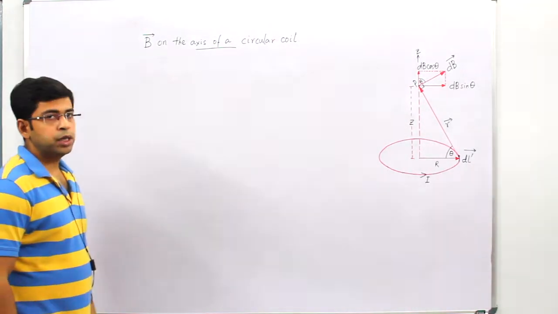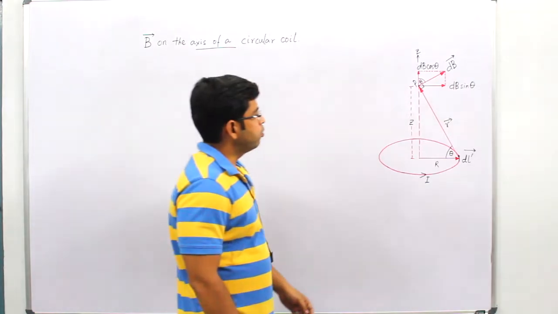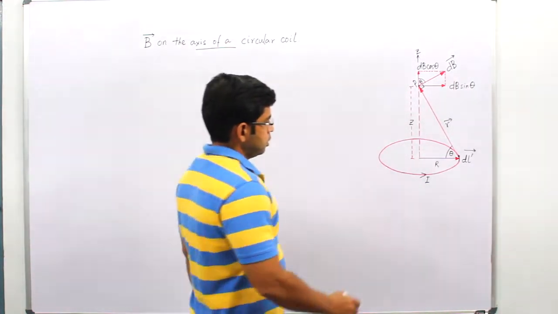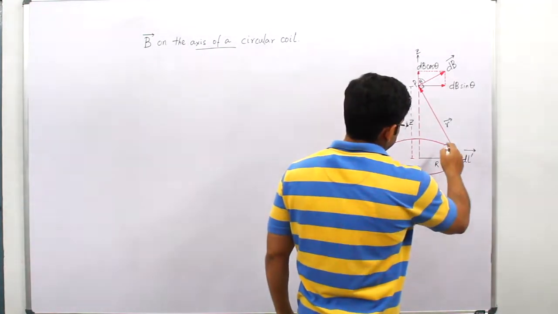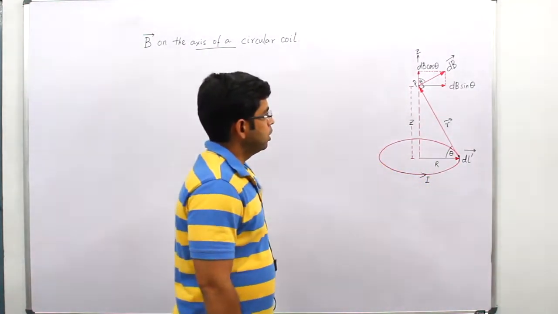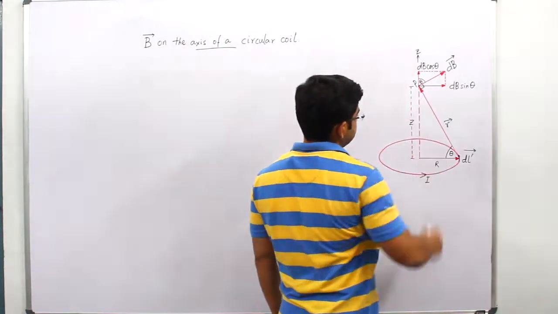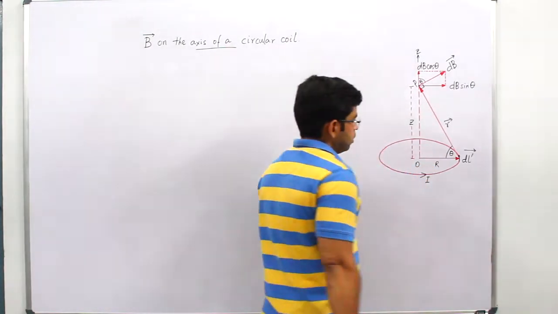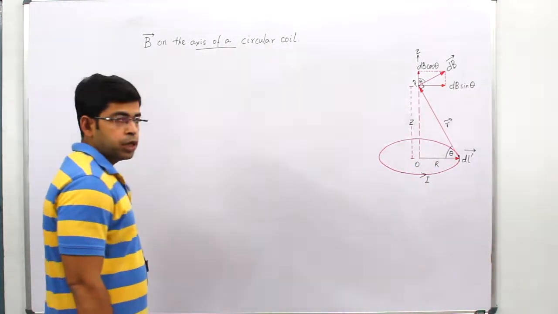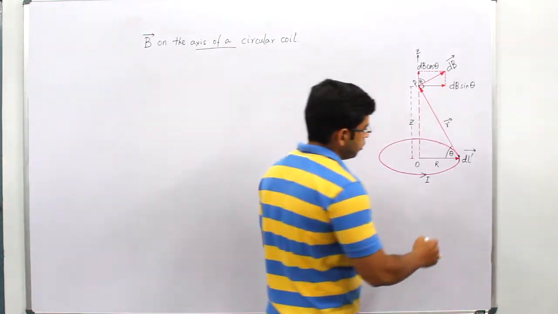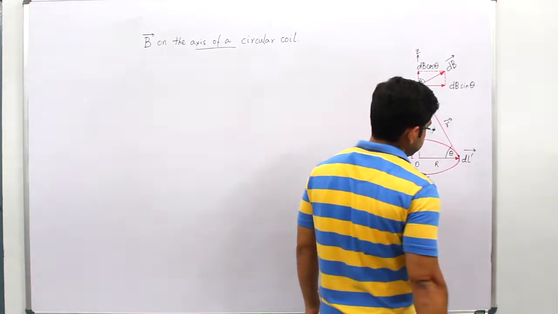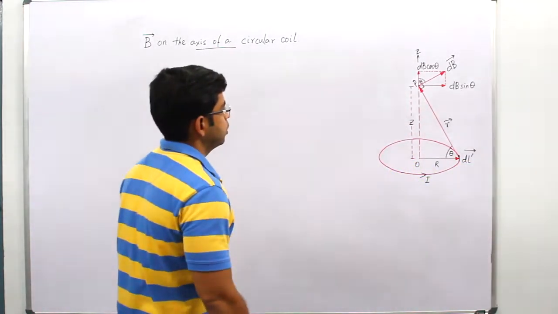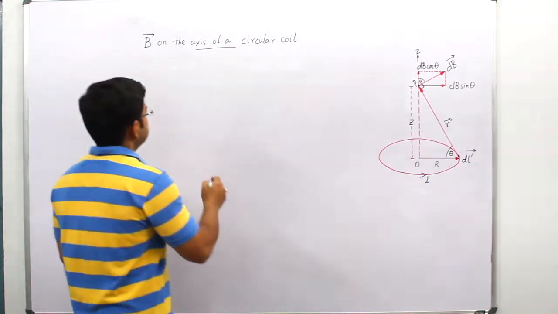So the first case will be, we will find B at a point on the axis of a circular coil. Here I have drawn a circular coil of radius r, and we will find B at the point P at a distance z from the center of the coil. According to the requirement of the Biot-Savart law, we will first consider a small length element dl prime at this point, which will act as the source of the field that we want to calculate.